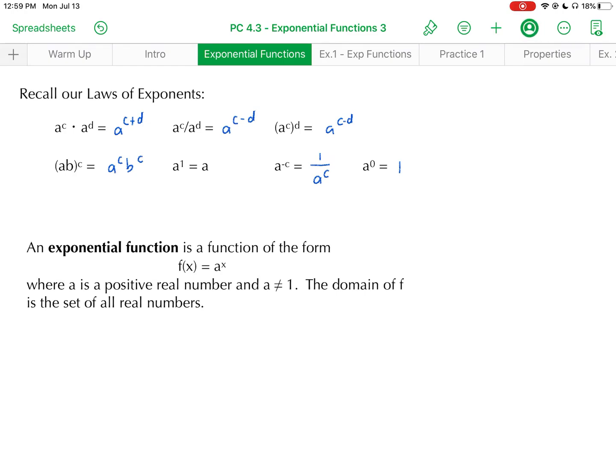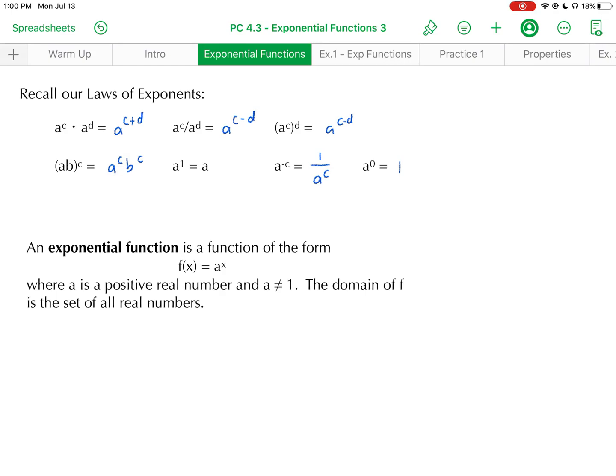Okay. Now, an exponential function is going to be any function of the form f of x or y equals a to the power of x. And we have a stipulation here on the value of a. It has to be a positive real number that isn't 1. So a can be any positive real number except for 1. And our domain for f, meaning any number that we plug in for x, it could be any real number.